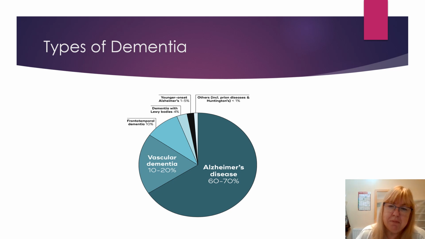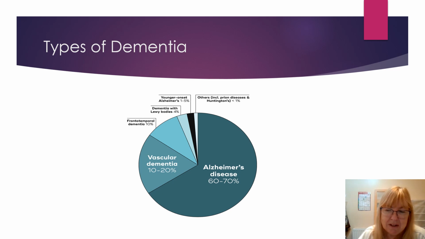Another type of dementia is vascular dementia, which comes from the effects of stroke, which we have done in our most recent unit. 10 to 20% of dementias are vascular dementia. So 60, 70%, 10 to 20, these are the two big dementias. The rest of them are pretty small, really. Frontotemporal lobe dementia is 10%, Lewy body dementia is 4%, and then there are a few others which take about 1% each. I'll mention those a bit later on.